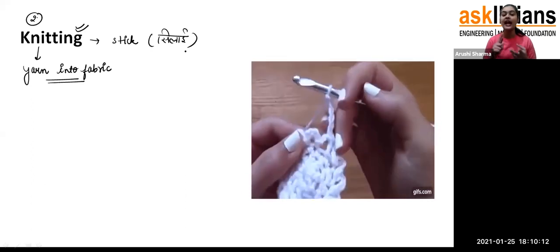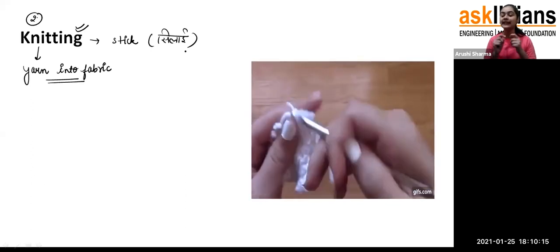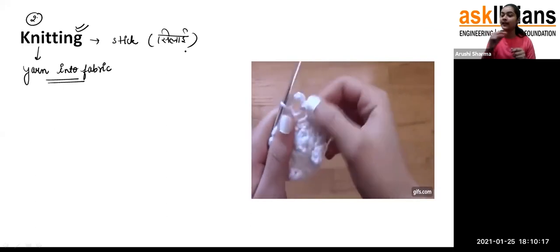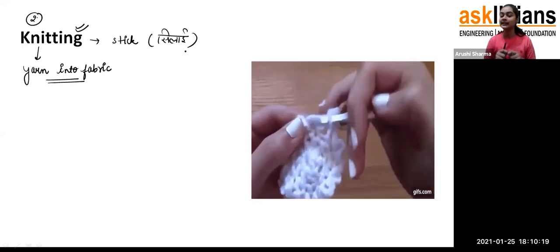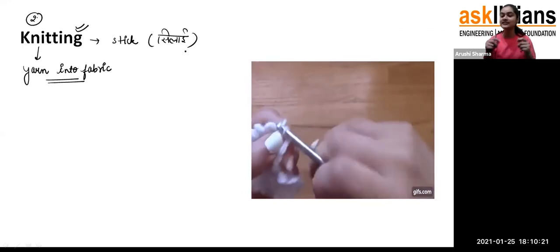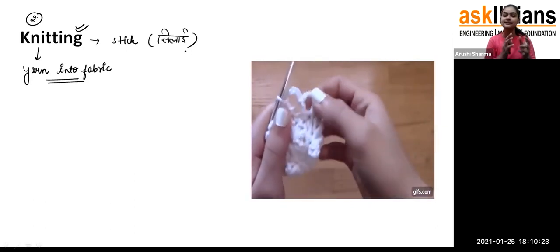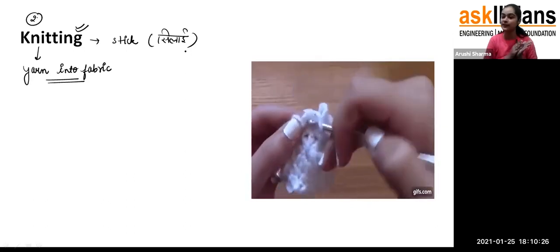So these are the two methods. One is weaving and one is knitting. In the weaving part we go thread by thread, but in knitting, students, we take threads and we start weaving them with the help of sticks. So that is the knitting process and that was the weaving process.